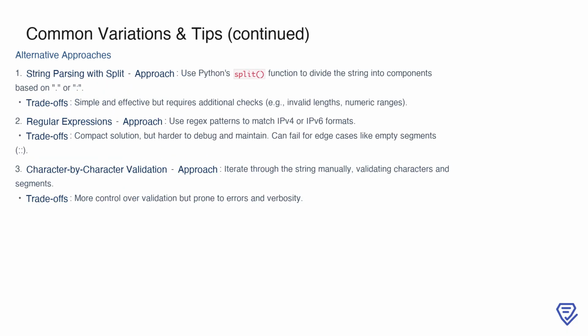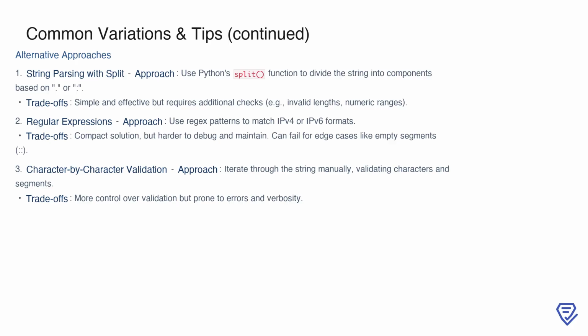When approaching IP address validation, there are several strategies you can consider. One is string parsing using the split function, which divides the input based on dots or colons. This approach is simple and effective but requires additional checks, such as verifying segment lengths and numeric ranges. Another option is to use regular expressions. Regex allows you to define compact patterns for IPv4 or IPv6 formats, but it comes with trade-offs. Patterns can become hard to debug and may fail to account for edge cases like empty segments, such as ::.